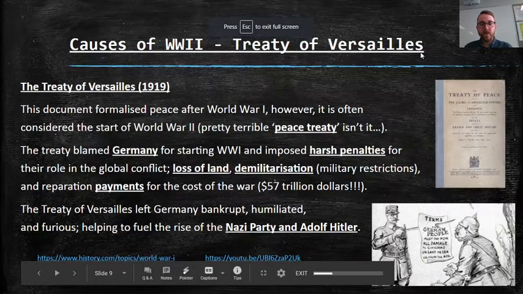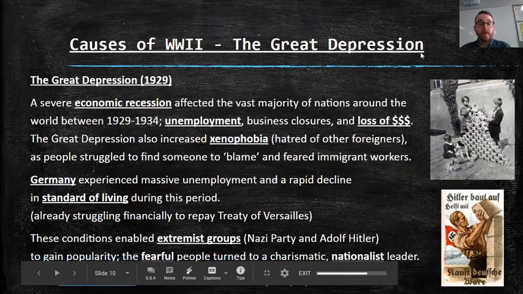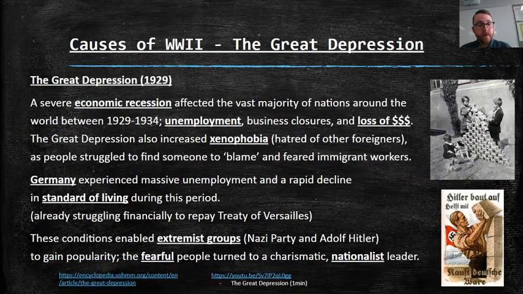So the next cause we're looking at, the Great Depression. The Great Depression was a severe economic recession, which basically means the economy was going poorly. So you're not making jobs, so you have unemployment, businesses aren't making money, they're being shut down, places are going bankrupt, and everyone and everything and every animal is losing money.